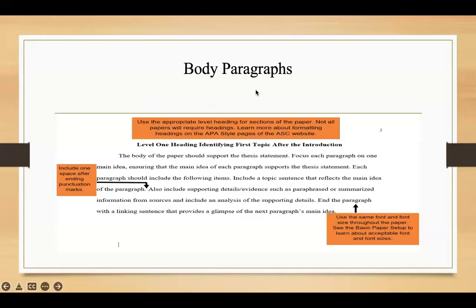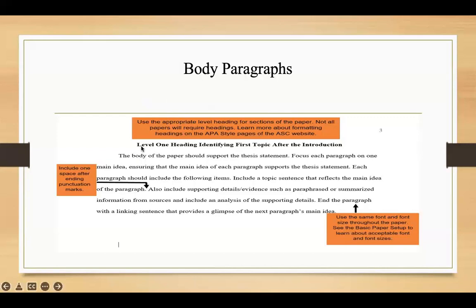So the body of the paragraph, you need to pay attention to these 3 elements. Use the appropriate level heading for each section of the paper. Not all papers will require headings. You only need to follow the instructions from your instructor, what your instructor requires of you in that given paper.